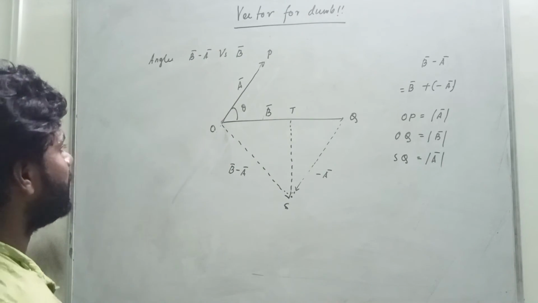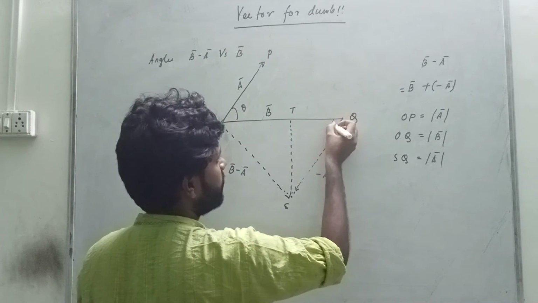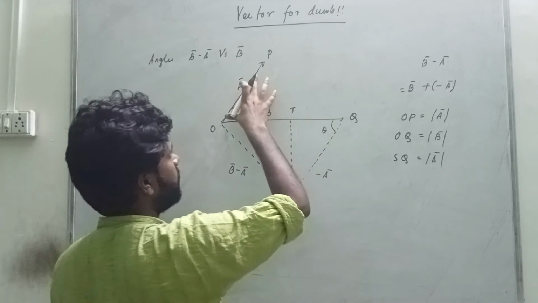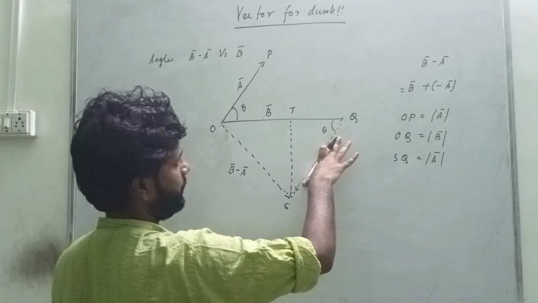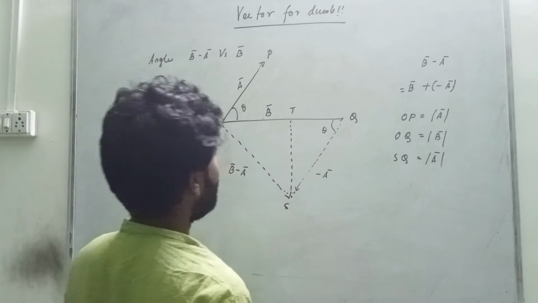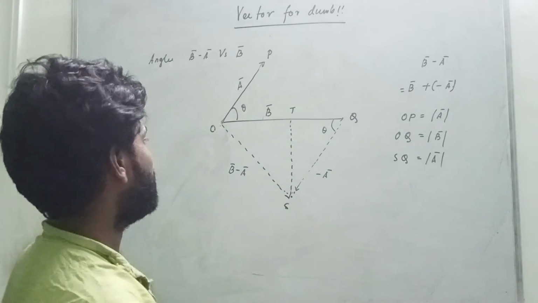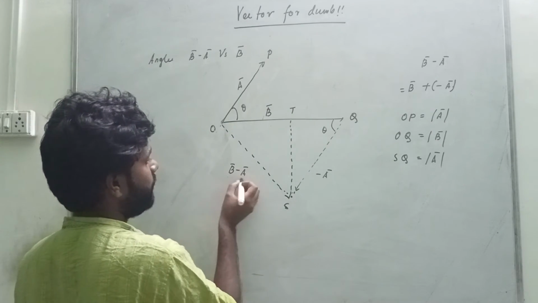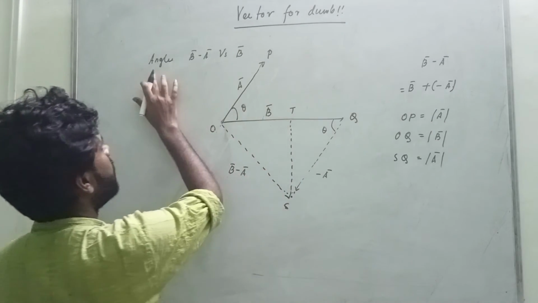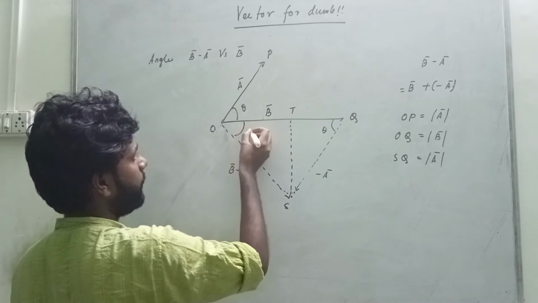Okay, now it's a very simple case. If it's theta, then it is obviously theta, right? Because I just transformed it parallel to itself here. It is just an alternate angle. But I want to calculate here the angle between B minus A with B. Just name it alpha here, right?